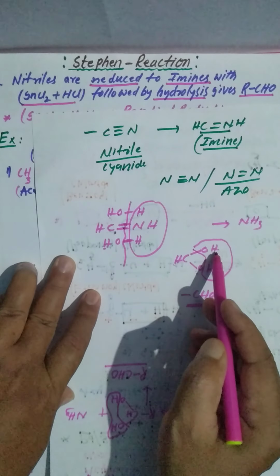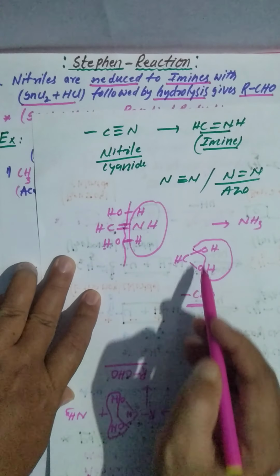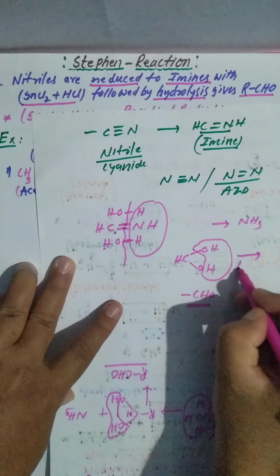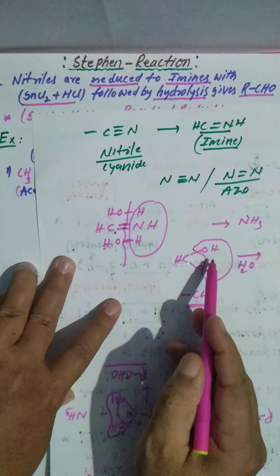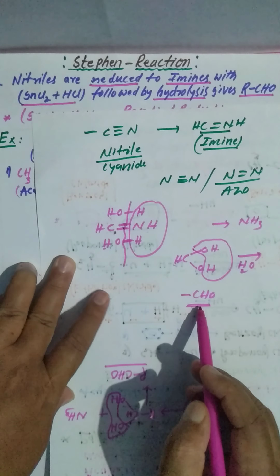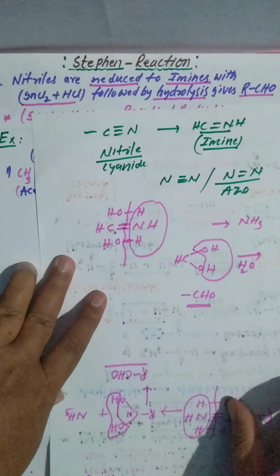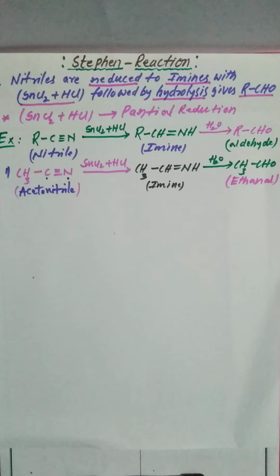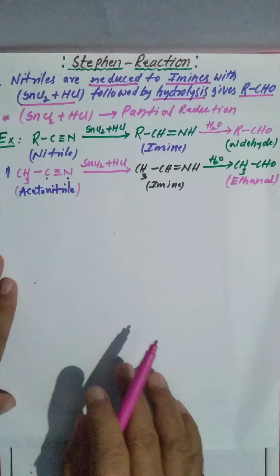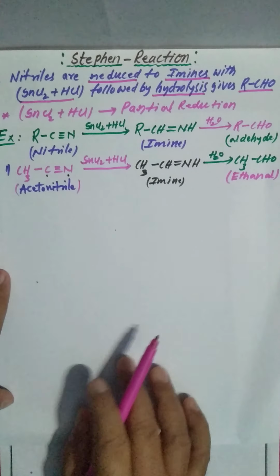A carbon bonded with 2 OH groups is highly unstable, that's why a water molecule is immediately eliminated like this, and the remaining CHO group we get. This is how to add a water molecule to the imine. This is what we got here. So this is the way to prepare aldehydes from nitriles. This we are calling the Stephen reduction reaction.